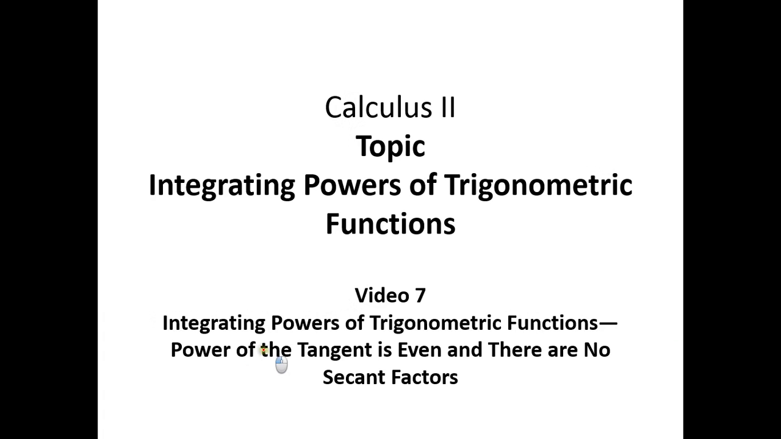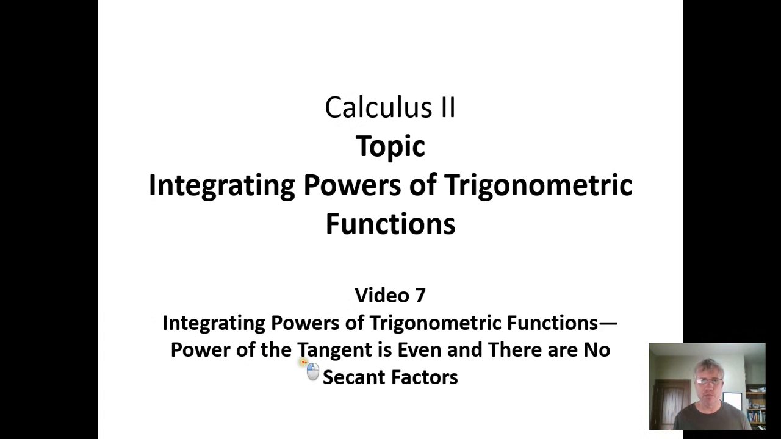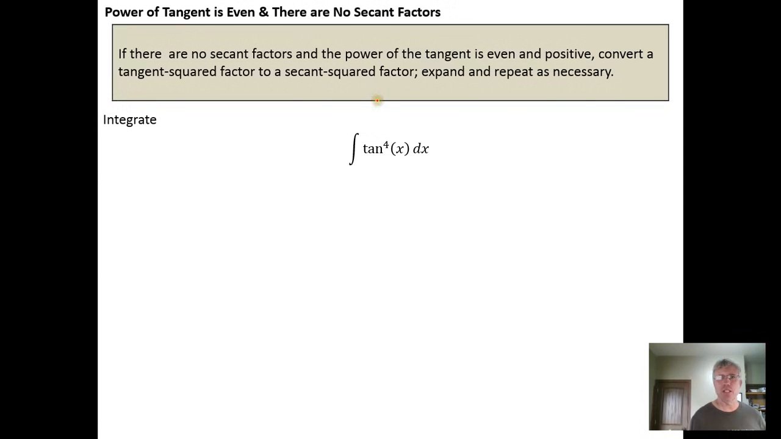So in this video we're going to look at the case where we have the tangent being raised to an even power, but where we have no secant factors showing up in the integral. So this particular example, we have the tangent to the fourth power of x dx, and it's definitely meeting the criteria that there are no secant factors and the power of the tangent is even and positive.